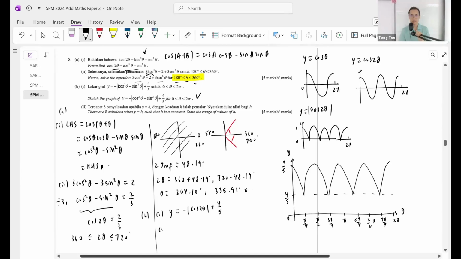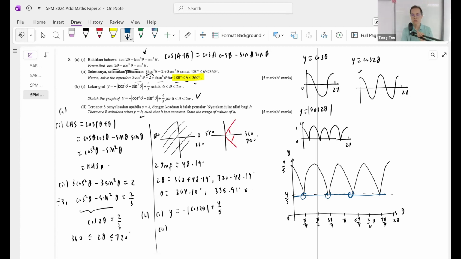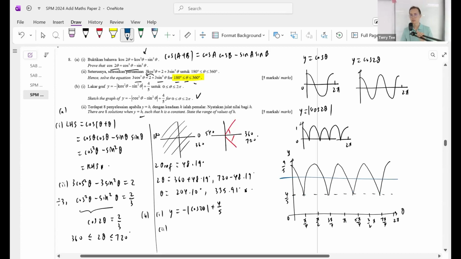But I need to answer this next question. There are 8 solutions when y is h. Okay, so see the range of value h. Okay, so let's draw a line with 8 solutions. You notice if I draw here, how many solutions do you have? 0. If I draw exactly here at 4/5, how many solutions? 1, 2, 3, 4. 4 solutions, right? So we don't want 4 solutions, we want 8 solutions. So if I draw here, how many solutions? 1, 2, 3, 4, 5, 6, 7, 8.